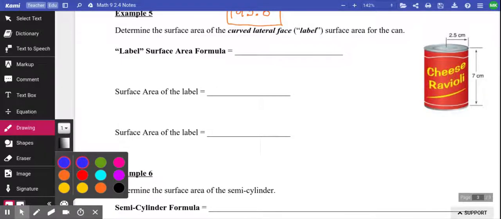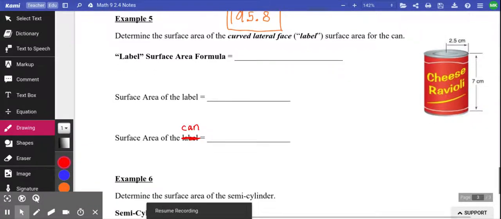Okay, example 5. I accidentally have the same word typed twice. I want you to find the area of the label, and then I want you to find the area of the total can. What's cheese ravioli? The label is what you would put around the outside. That's some good cheese ravioli you got there. Okay, I want you to try that question on your own.